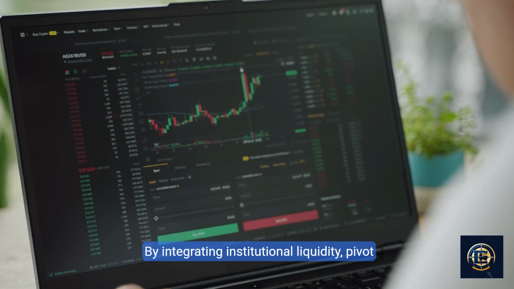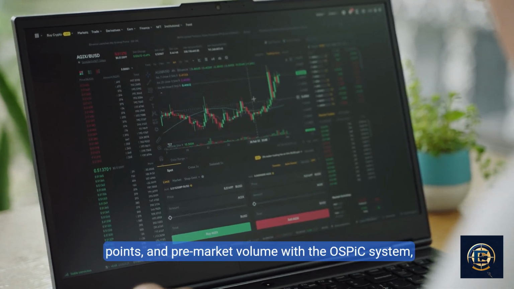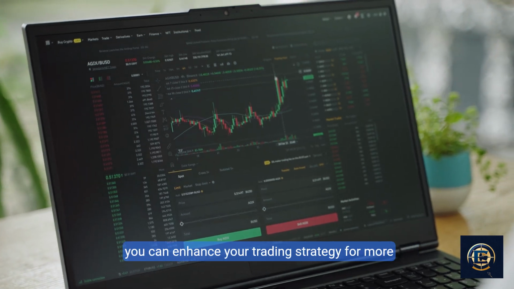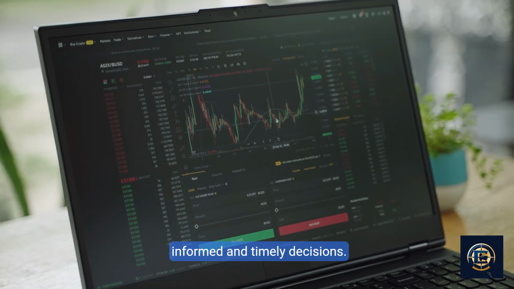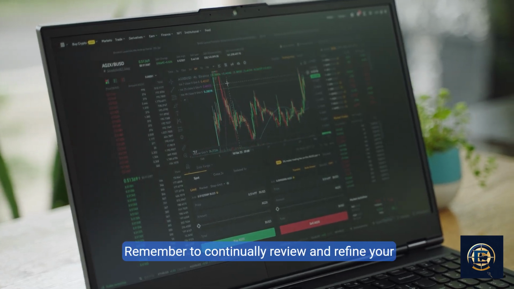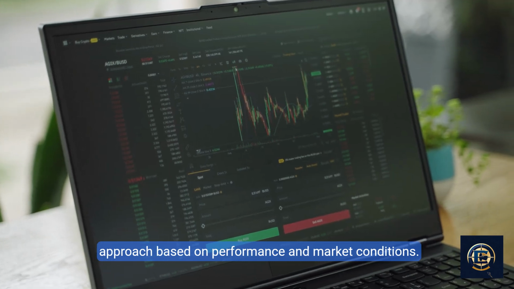By integrating institutional liquidity, pivot points, and pre-market volume with the OSPiC system, you can enhance your trading strategy for more informed and timely decisions. Remember to continually review and refine your approach based on performance and market conditions.